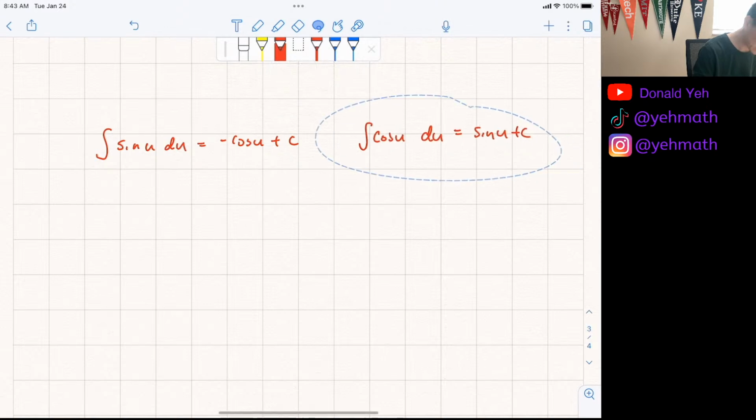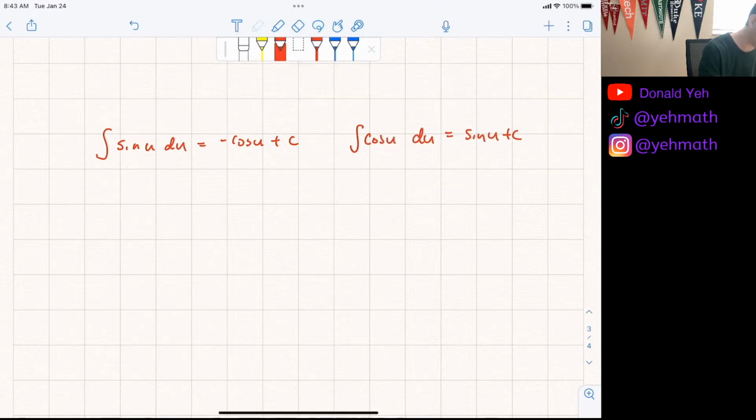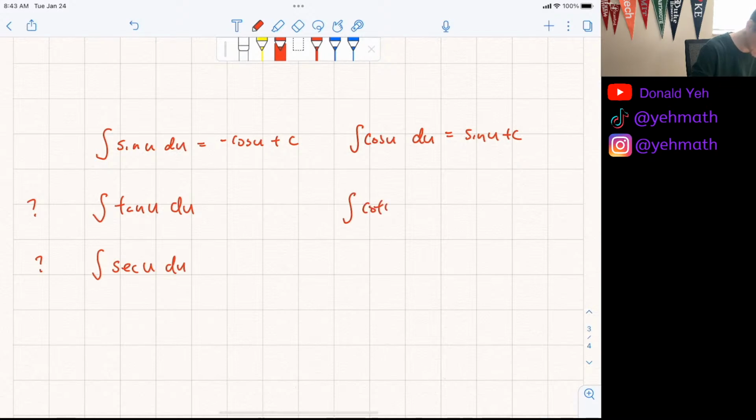Then there are some integrals that we don't know about. For example, what is the integration of tangent of u? And the integration of secant of u? And also the integration of cotangent of u du, and what is the integral of cosecant of u du here? So these are all question marks.